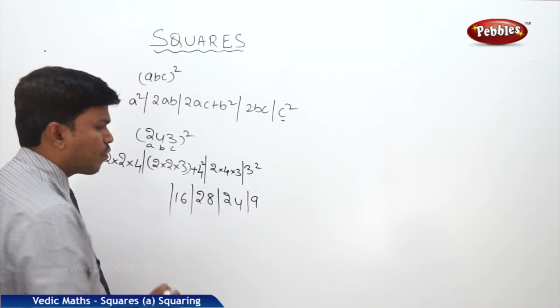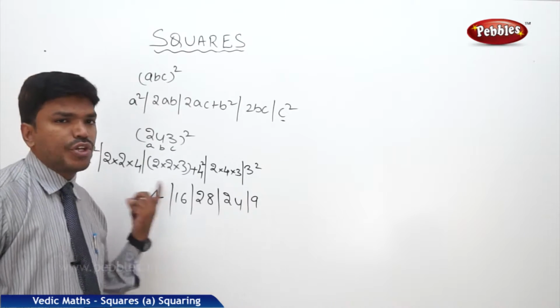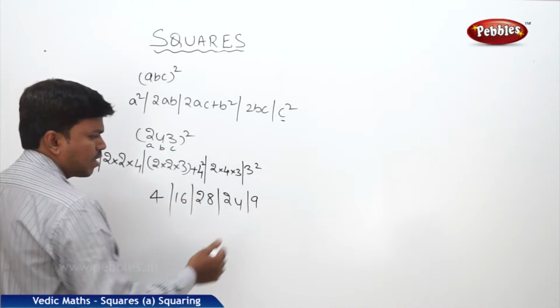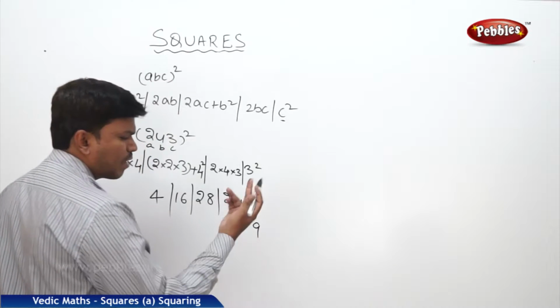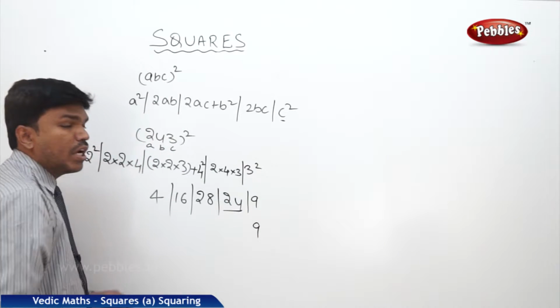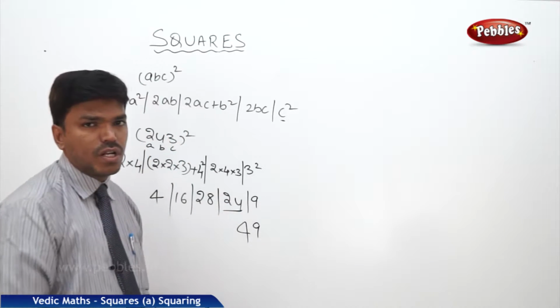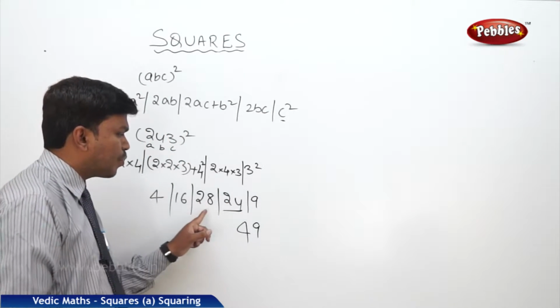Next 2 square, 4. Now you need to balance the answer. How will you balance the answer? Start from the right side. So drop 9, here only one digit. Next come to the 24. In 24 what do I need to drop? Exactly the ones place digit 4, and carrying 2 to the next number.